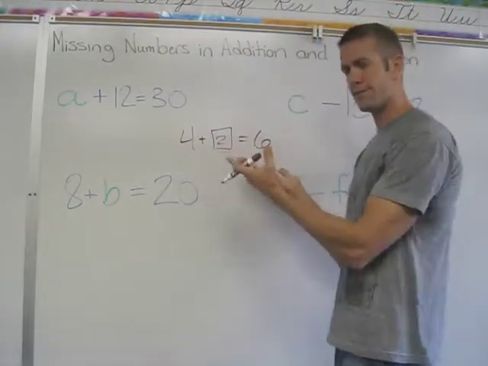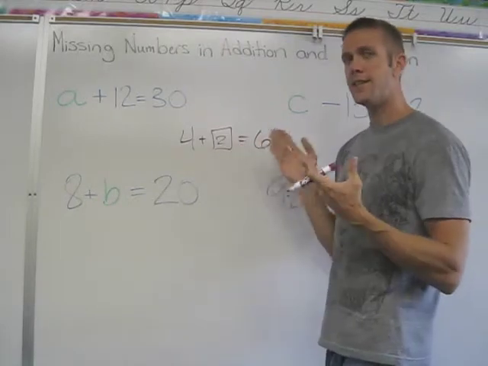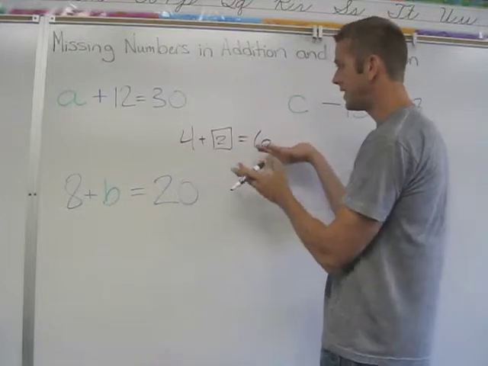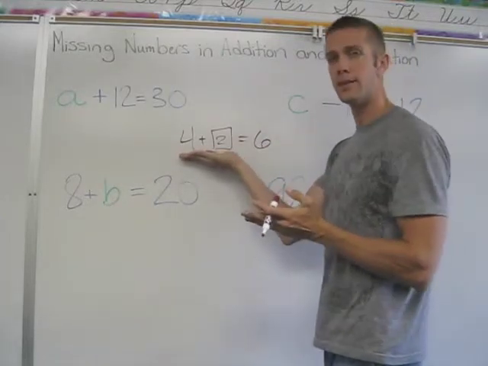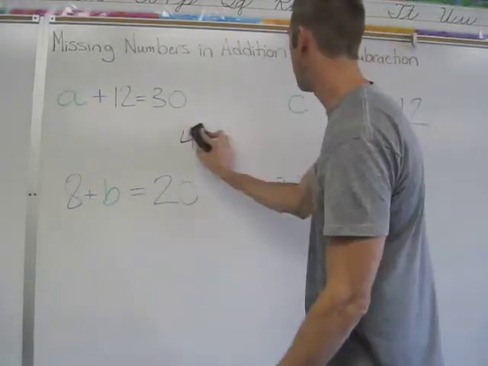Now notice in this problem that you did years ago, there's an equal sign, and it's saying that both sides need to be balanced. They're equal, right? If this side's 6, then this side needs to be 6. And 4 plus 2 is 6. So you made that statement true, so you've solved it correctly.